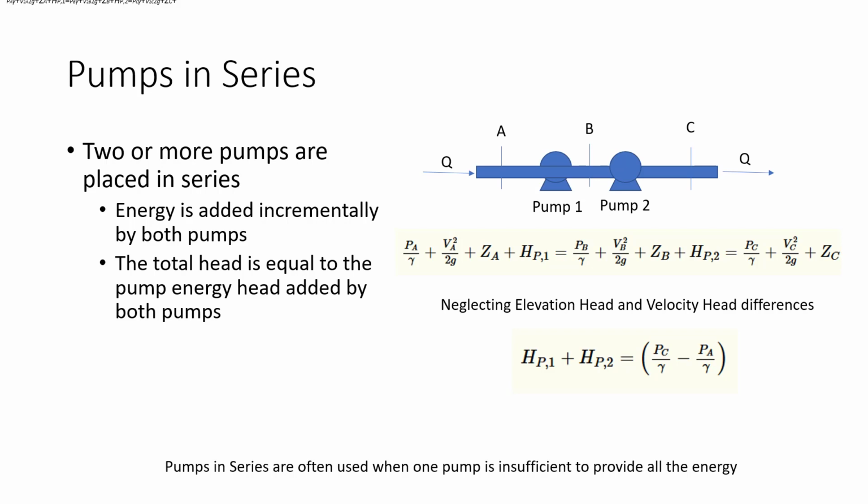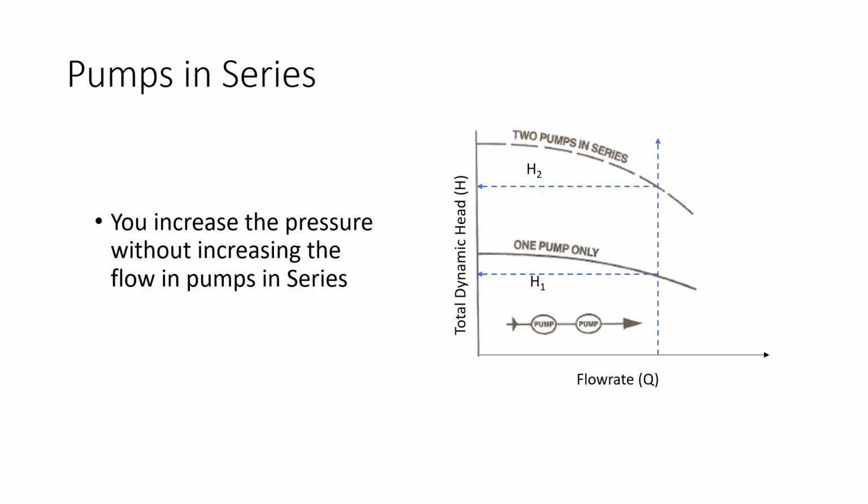So again, pumps in series are used when one pump is insufficient to provide all the energy, and so we want to increase the pressure, but we really don't want to increase the flow rate. So we are moving water and we want to move it uphill or someplace else, or we don't have water of sufficient pressure, so we want to increase the pressure because we want the water to discharge as a jet or reach a certain place with a certain amount of pressure, as is the case with water supply systems.